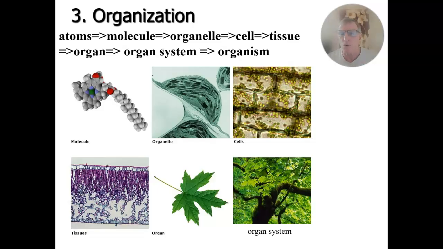Molecules interact together to form organelles. So this is a molecule of chlorophyll. It's found in a plant organelle called a chloroplast. Those chloroplasts are found in plant cells called mesophyll cells, which are the photosynthetic cells in plants. And then cells that have the same structure and the same function form tissues. So there's a plant tissue layer, the mesophyll layer of the plant leaf, and then the organ is the actual leaf, and then all of the organs working together make up an organ system.